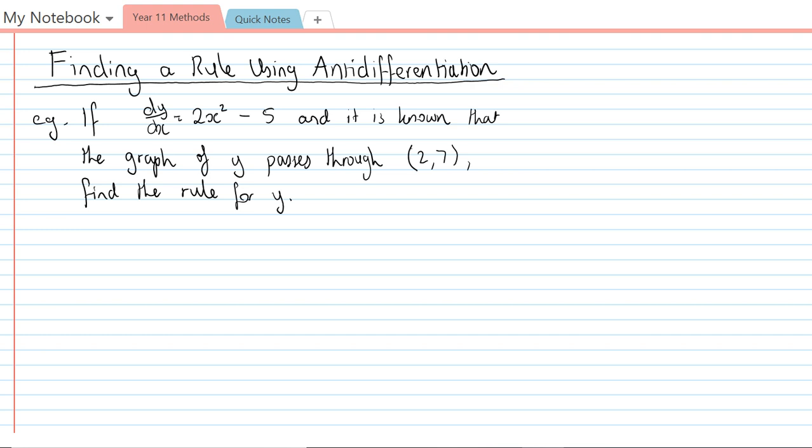Hi everyone and welcome to this video on finding a rule using anti-differentiation. Essentially this is going to be a slight extension of the last video, and what we're going to be doing now is finding out what that C value is so that we can actually determine the rule.